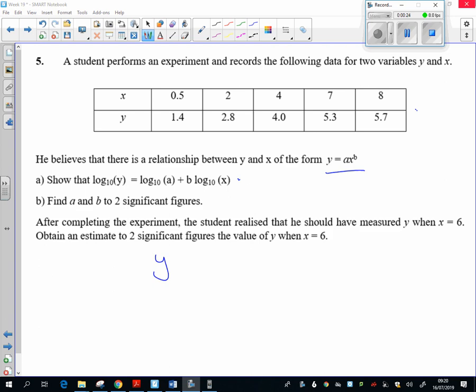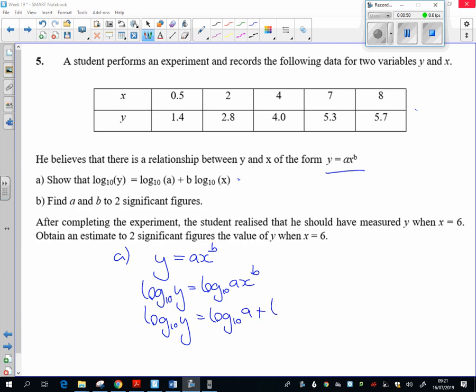So if we start with the model, take logs of both sides, and again, yeah, we've gone for log to the base 10. Okay, so same two steps as for question 4. We're going to separate out the right-hand side into two separate logs, and then we are going to bring that b down as a coefficient.